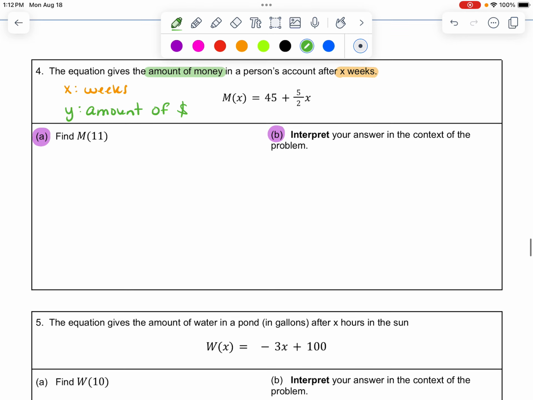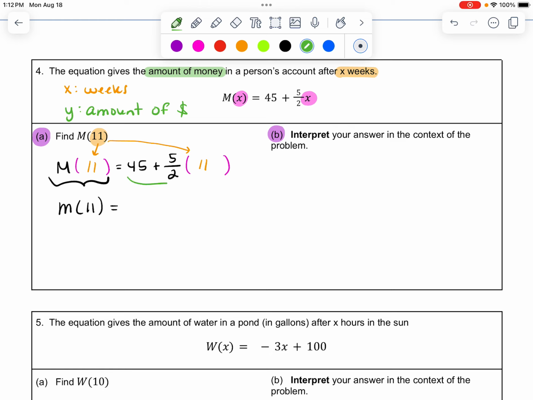So first, let's find M of 11. What this means is that we're trying to take the number 11 and fill it into the equation. So I'm going to copy this equation, but everywhere I see an X, I'm just going to put an empty parentheses, which means I'm going to have M empty parentheses equals 45 plus 5 over 2 empty parentheses. Now I'm going to fill in the number 11. So 11 goes here, 11 goes here. Again, I'm going to copy the left side, M of 11 equals, and then I'm going to type in the right side.